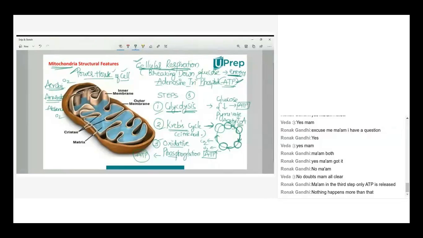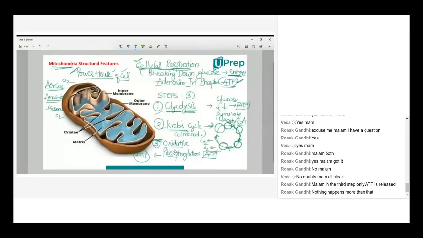Actually, this has to come under chemistry. Ma'am, sorry, ma'am, I got your question. Third step, ATP. Yes, oxidative phosphorylation. We'll discuss it now. Now I'm telling the places where this happens. We'll discuss oxidative phosphorylation. Don't worry about that. Okay.